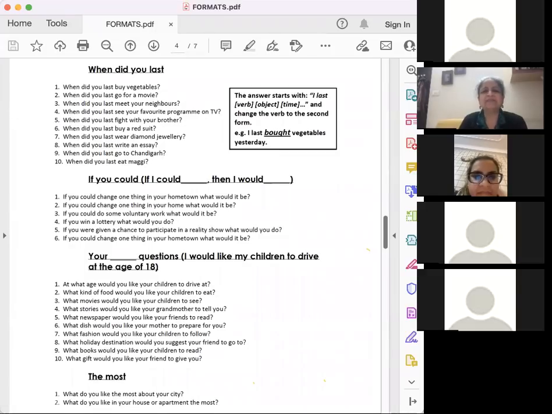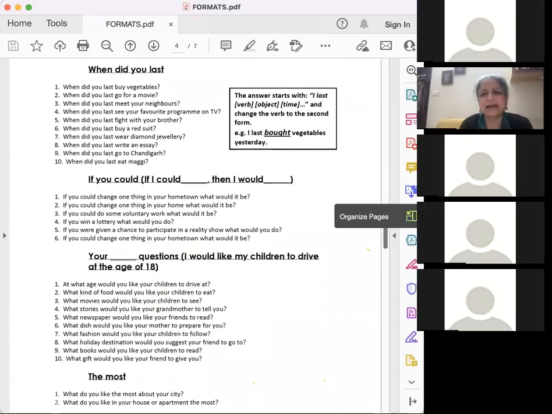Both are correct. When did you last go to Chandigarh? I last went to Chandigarh last week. When did you last buy a phone?